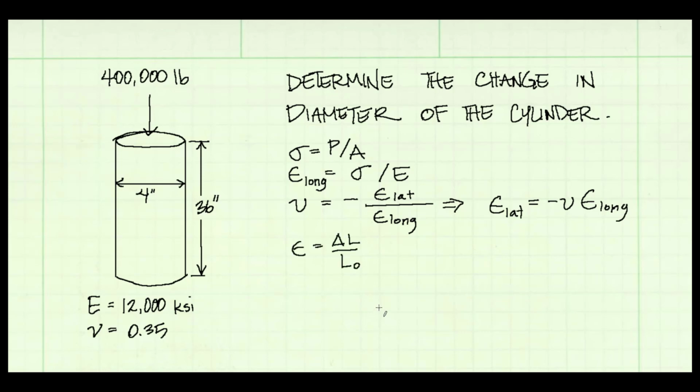The last step is to use the strain equation. Now our standard strain equation is strain is equal to the change in length over the original length. Remember, this equation is based on the distance between 2 points, and those 2 points could be the 2 points that define the diameter of our cylinder. So I can rewrite the strain equation like this. The lateral strain is equal to the change in diameter over the original diameter. We can rearrange that equation to solve for the change in diameter. It's going to be equal to the lateral strain times the original diameter.